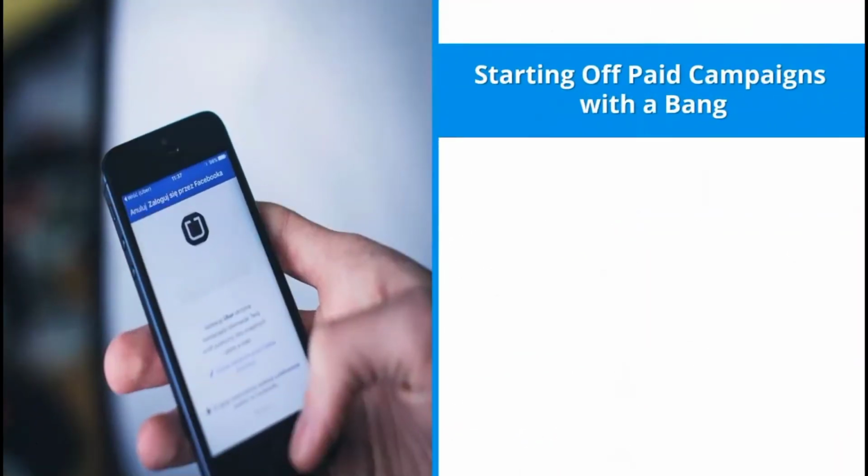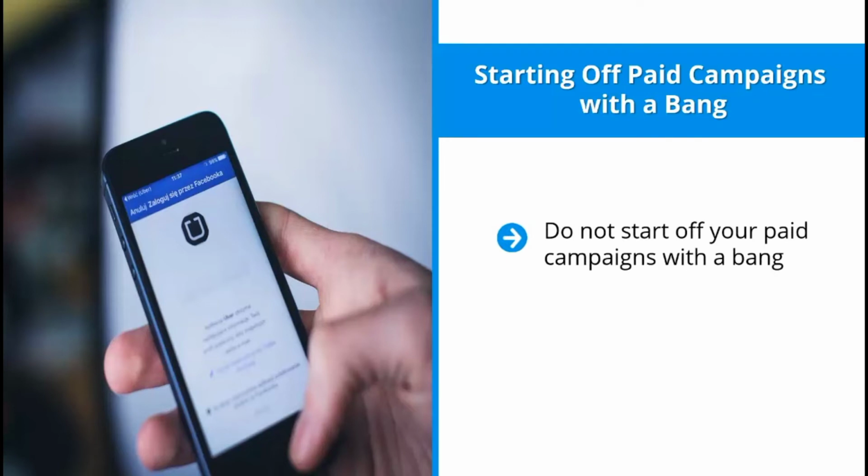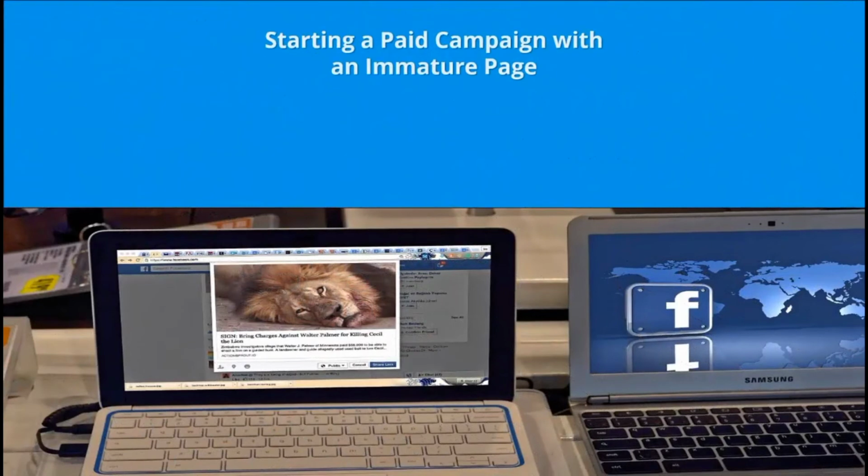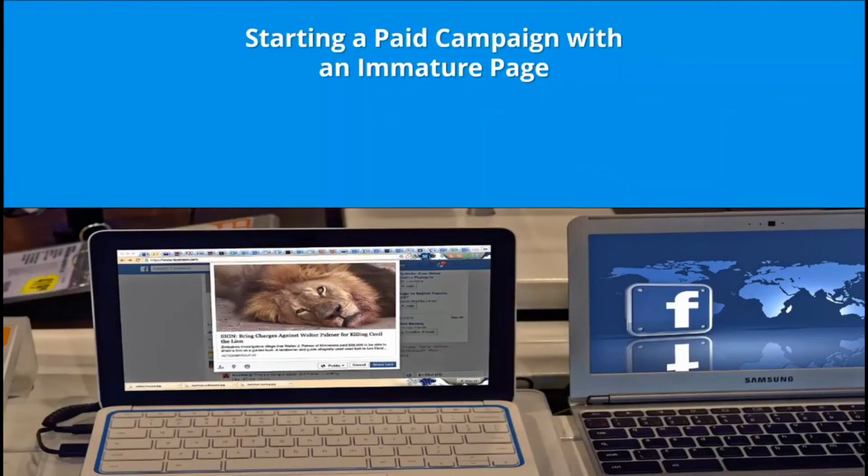Starting off paid campaigns with a bang. Do not start off your paid campaigns with a bang. Start with a free campaign first. Build your audience organically. Get some consumer intelligence. Then you should have the information you need to put together an experimental paid marketing campaign. Start low and slow. The worst thing you can do is to jump in with a massive budget and absolutely no clue.